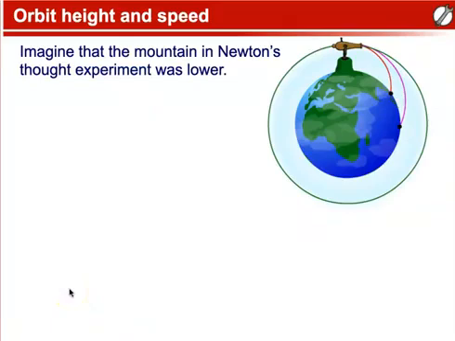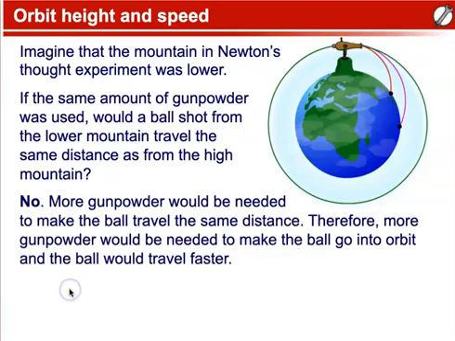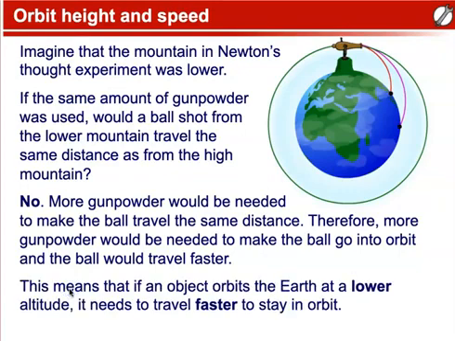Orbit height and speed. Imagine that the mountain in Newton's thought experiment was lower. If the same amount of gunpowder was used, would a ball shot from the lower mountain travel the same distance as from the high mountain? No, more gunpowder would be needed to make the ball travel the same distance. Therefore, more gunpowder would be needed to make the ball go into orbit, and the ball would travel faster. This means that if an object orbits the Earth at a lower altitude, it needs to travel faster to stay in orbit.